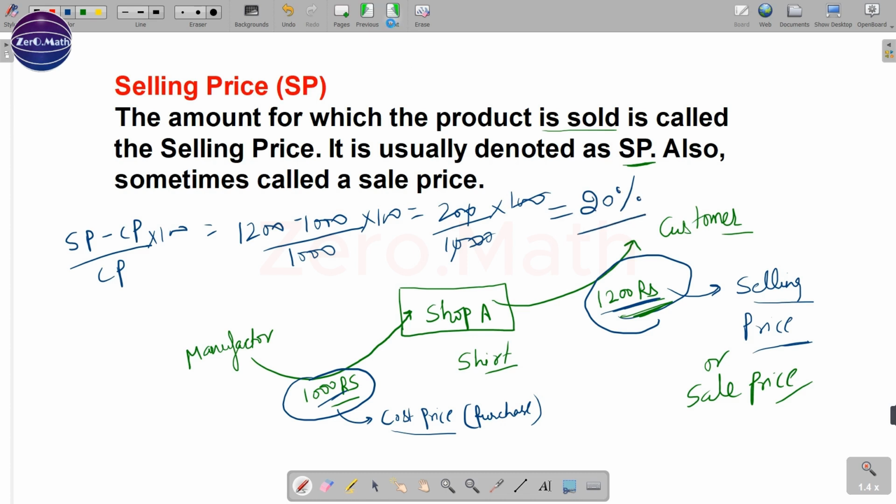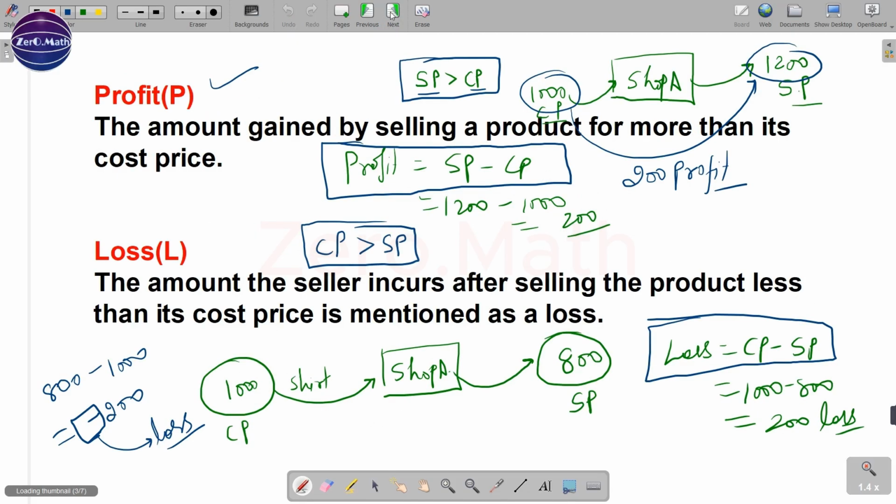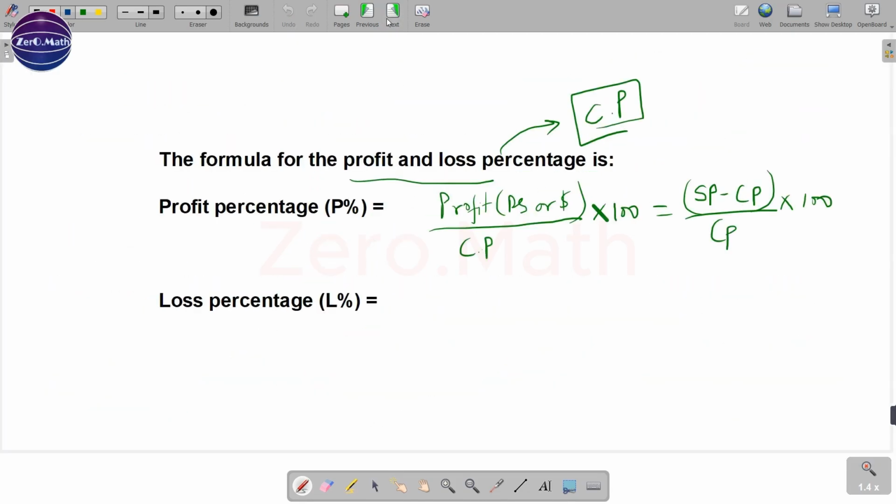All right, this is understood. Now, how did we calculate the profit percentage? Now, what will be the loss percentage? What will be the percentage of loss? Loss in rupees upon CP into 100. All right, and you can write it in this form: CP minus SP upon CP into 100.